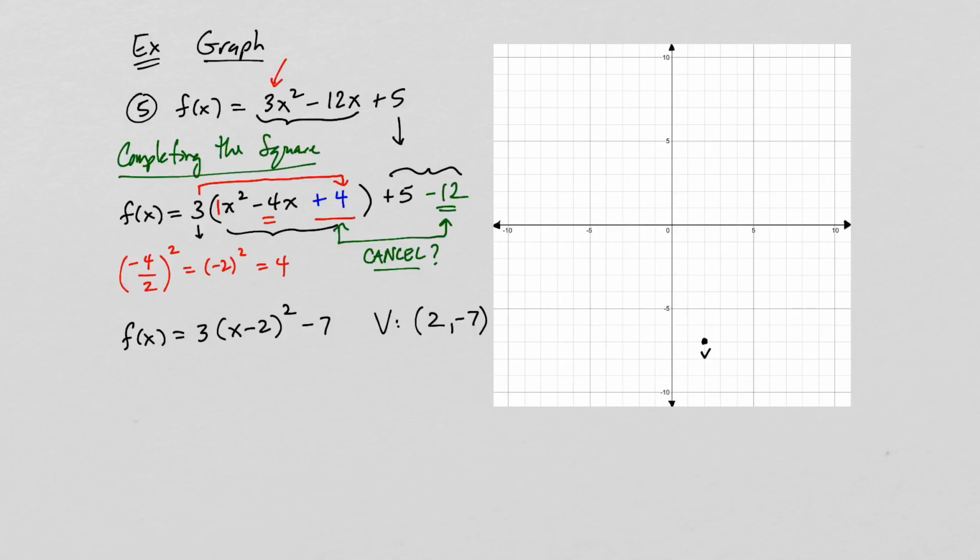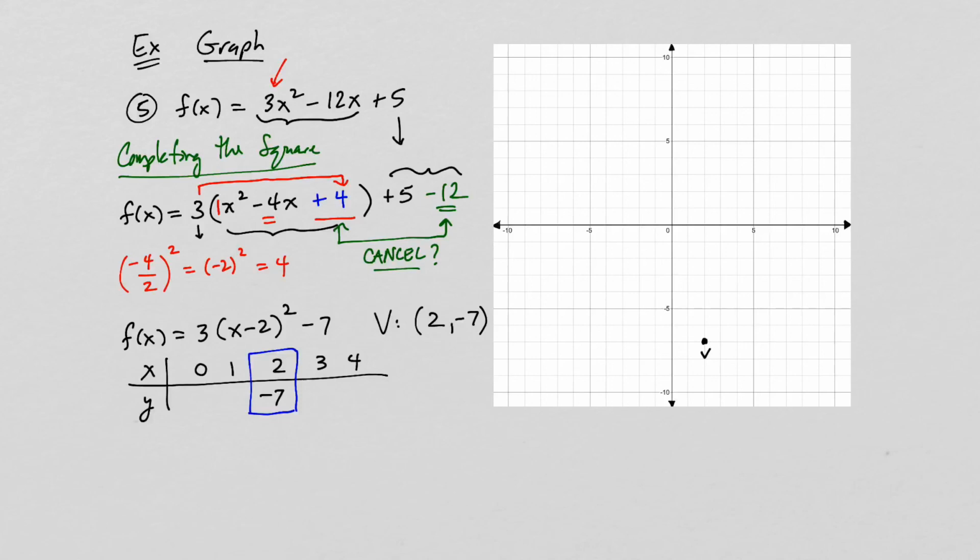And then we can go ahead and make a table of values, x's and y's. I'll put 2, -7 in the middle of that table. And then we'll plug in 3 and 4 to the right of 2, 1 and 0 to the left of 2. And we plug those values into the function to see what we're going to get for the y values.